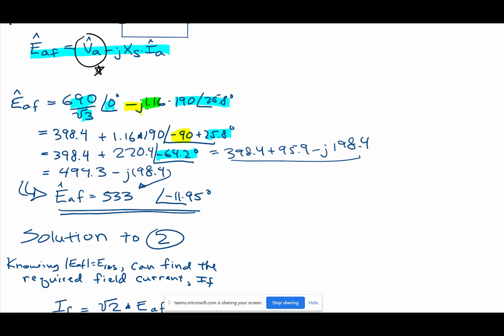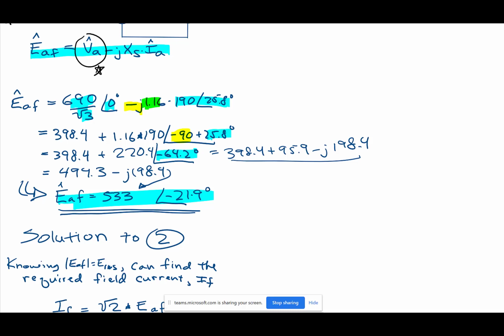This is the kind of thing you need to make sure you can practice, because you will inevitably have one or two problems like this on the exam. So that's minus 21.9 degrees. Okay, there we go. So here's the answer. Questions on that? Clear to everybody? Pretty clear.